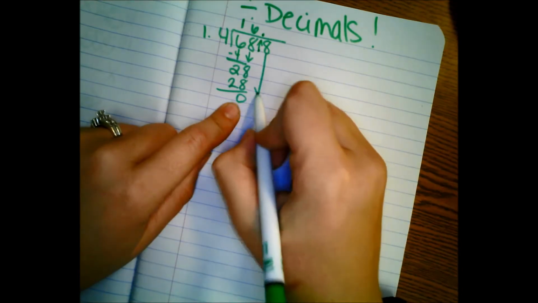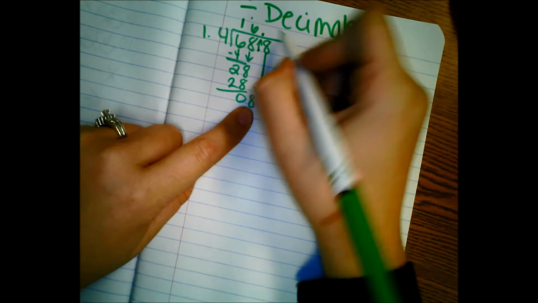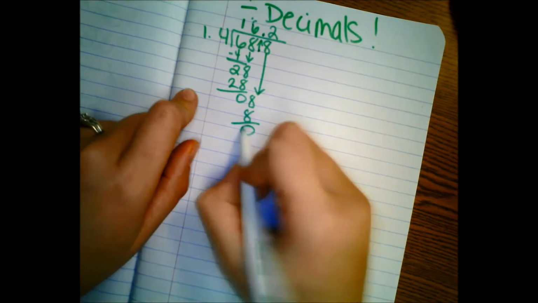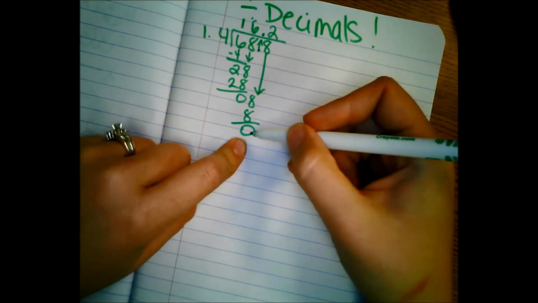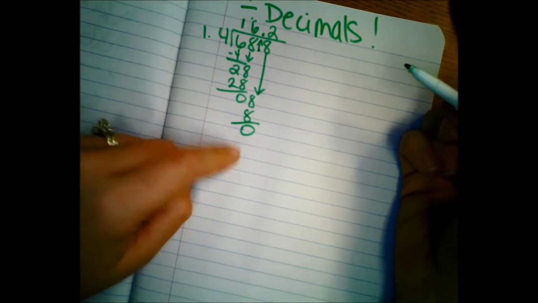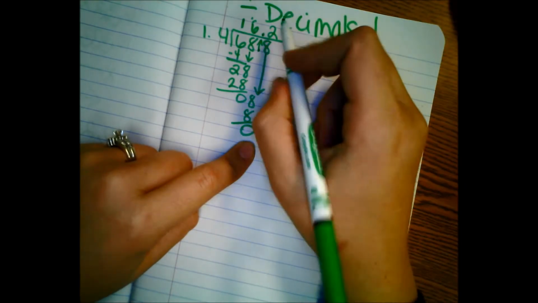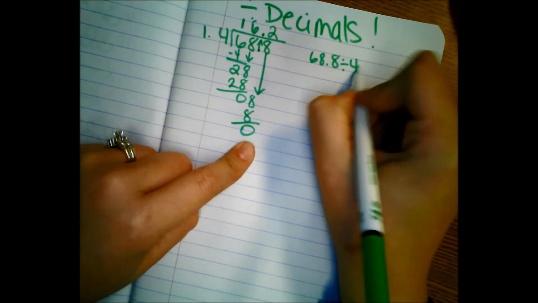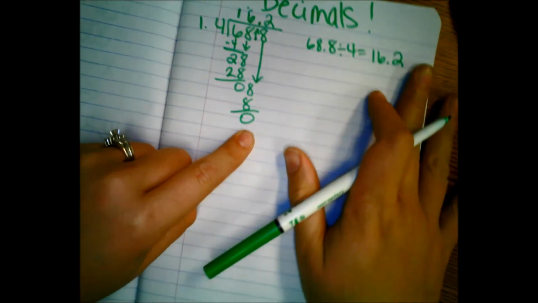And then I can bring down this last digit, which is an 8. 4 can go into 8 2 times. 4 times 2 is 8. And remember that we don't have remainders in division, so if this was a number, we'd have to keep going. But it's not. So our quotient is 16.2. 68 and 8/10 divided by 4 equals 16 and 2/10.